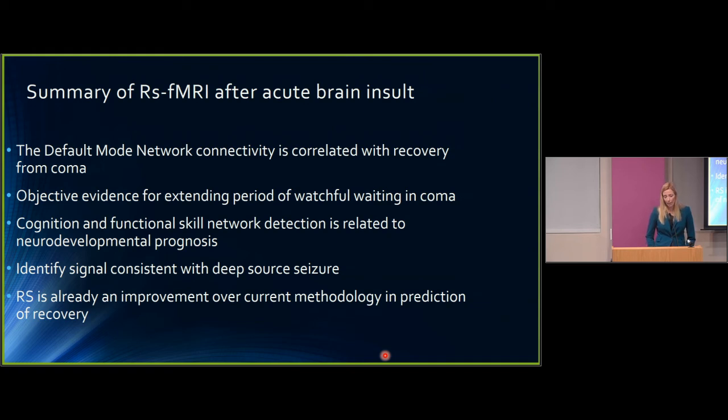We now have objective evidence to help guide us into whether we should advise watchful waiting or redirection of care toward comfort measures, better probably than guessing. And we can comment on objective information related to potential for cognition and functional skill detection for neuroprognostication in these situations better than our current standard, which is mostly guessing. And we can identify signals that are abnormal from deep sources, which no other test at this point can detect. And resting state is unequivocally an improvement over our current methodology and prediction of recovery.